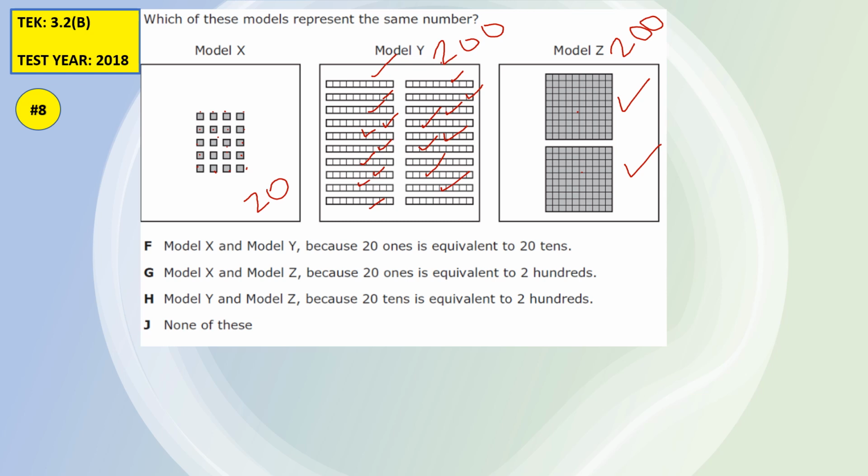Well, it can't be F because it says Model X and Model Y, and we're looking for Y and Z. It can't be G because G says X and Z. H says Model Y and Model Z. Of course it is, because 20 tens is equivalent or equal to 200s. That is our answer. Is that the answer that you came up with? If so, you are really smart. Okay, let's move on to number 9.